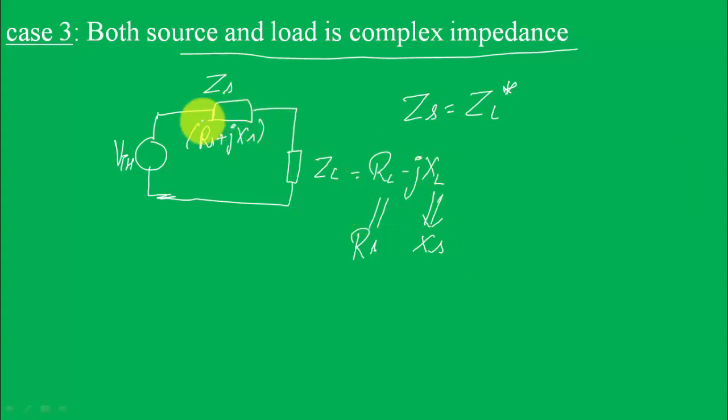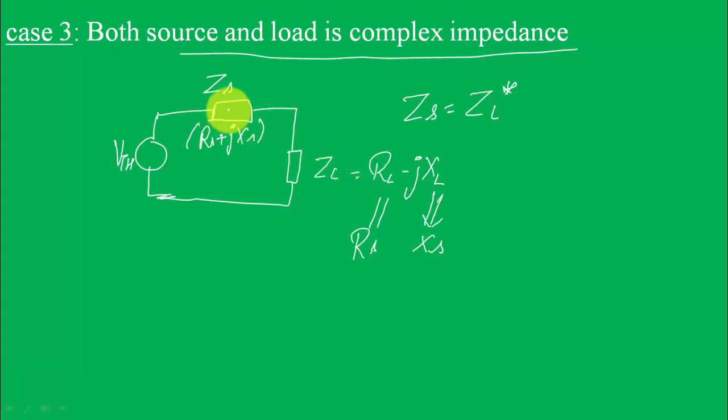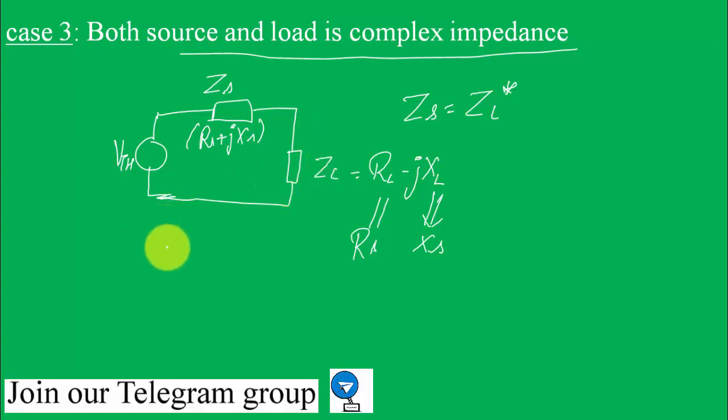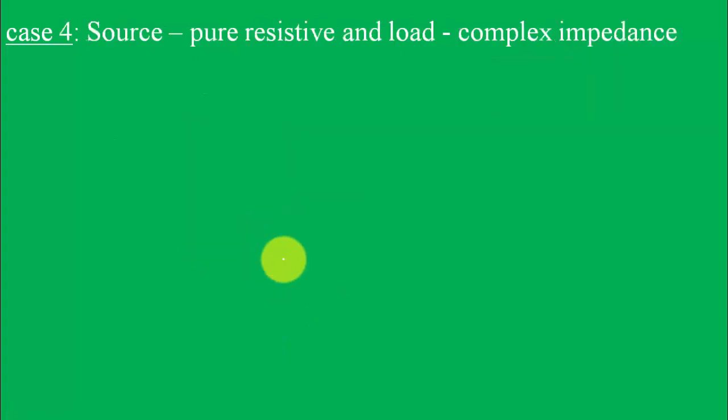If the source is a combination of resistive plus inductive, the load should be resistive plus capacitive. If it were resistive plus capacitor, it should be resistive plus inductor. This is one thing you have to remember. Suppose they have given a load impedance equal to 3 plus J4. What is the condition on ZS? ZS should equal 3 minus J4.